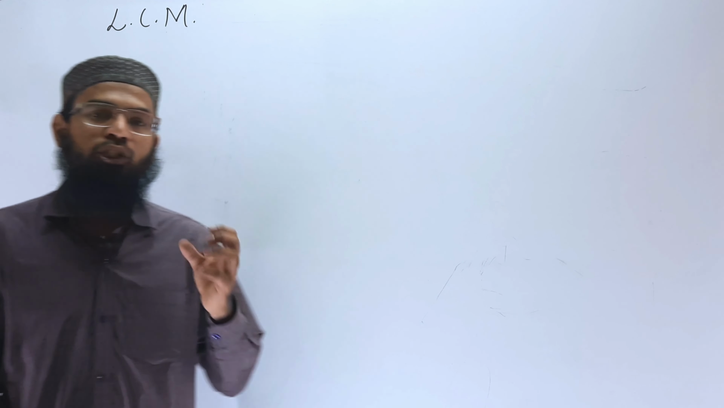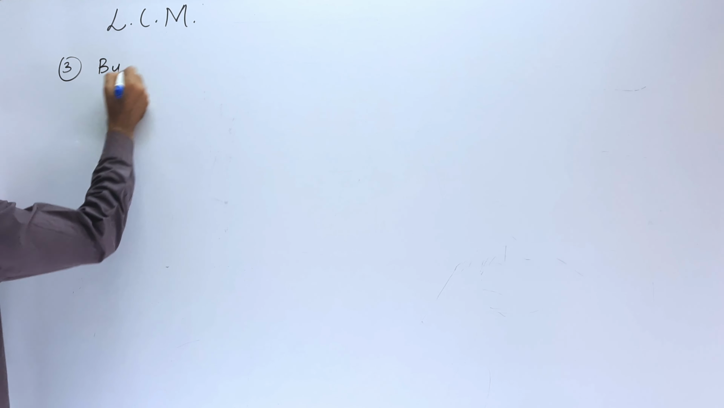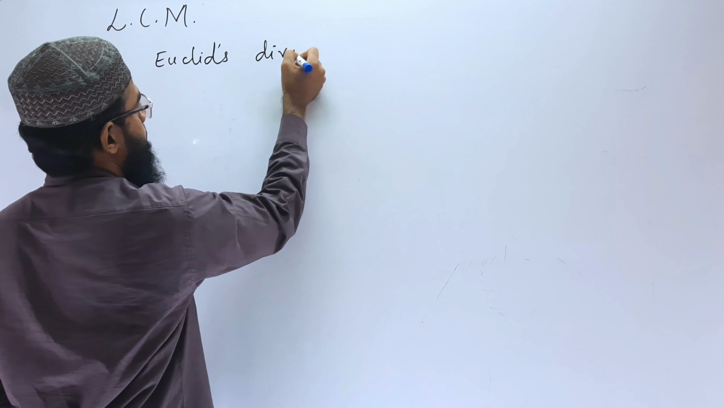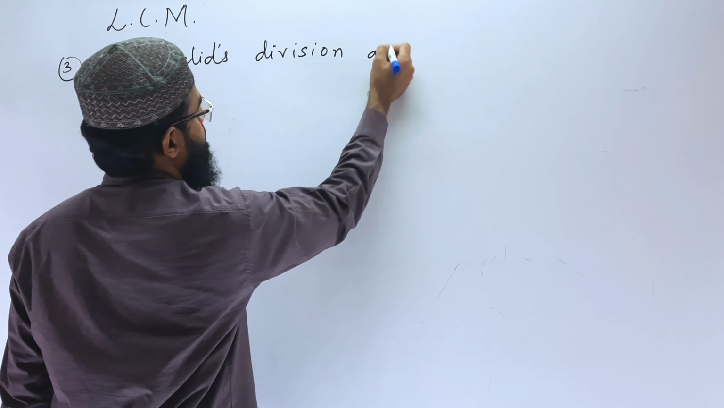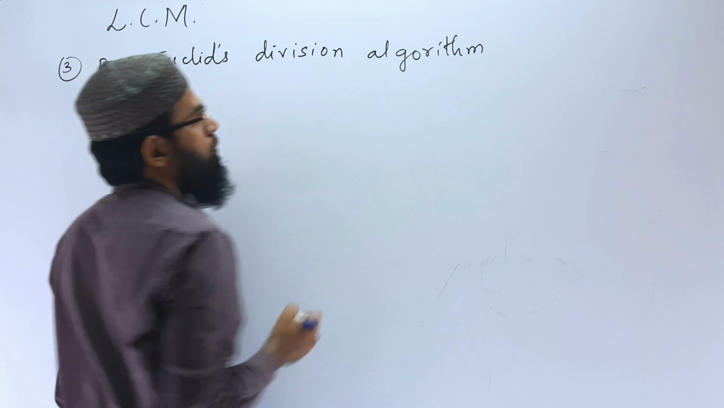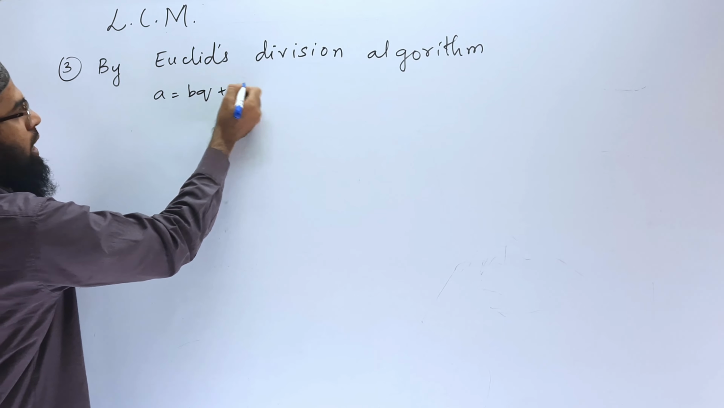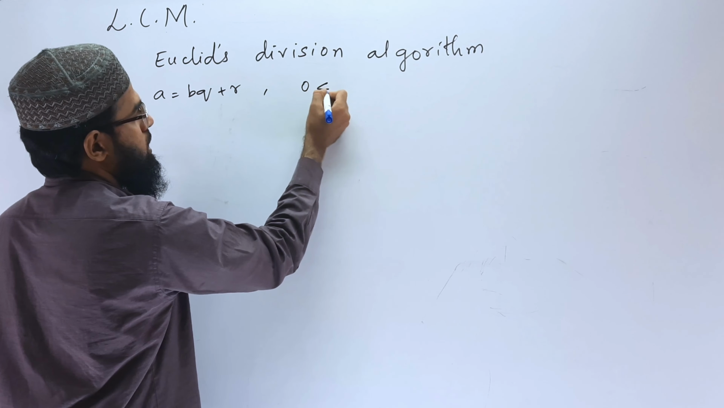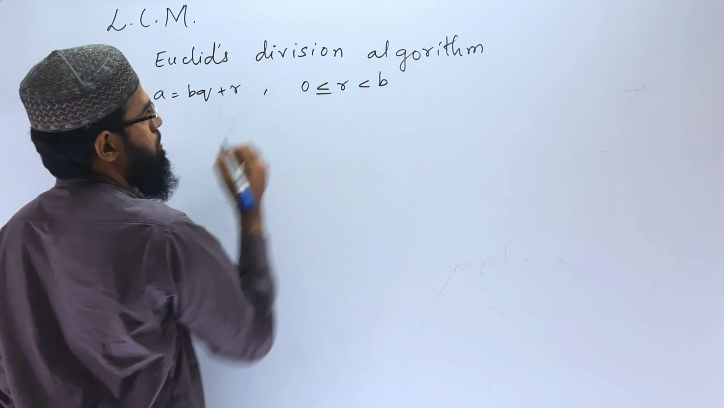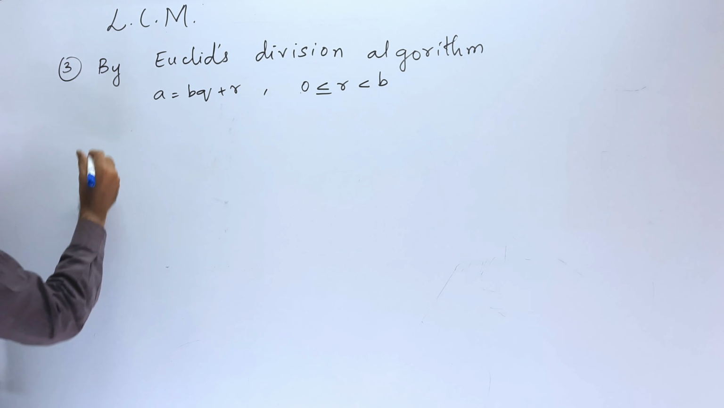The third method is by using Euclid's division algorithm. We will find the LCM by using Euclid's division algorithm. We know that Euclid's division algorithm is A equals BQ plus R, where the remainder R satisfies 0 less than or equal to R less than B. Next, let us take one example like 30 and 45.